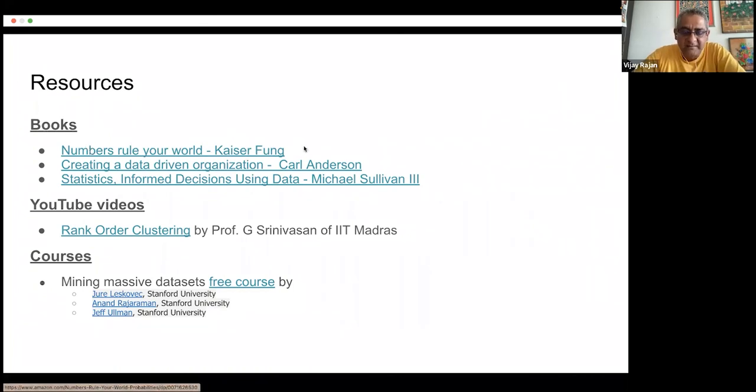Numbers Rule Your World by Kaiser Fung, a definite read. I've read this book twice. It opens your mind to statistics. So if you're a manager or if you are someone who's seasoned and senior, this book will kind of open your eyes to how things are done. Creating a Data-Driven Organization by Carl Anderson, another phenomenal book, very cute read.